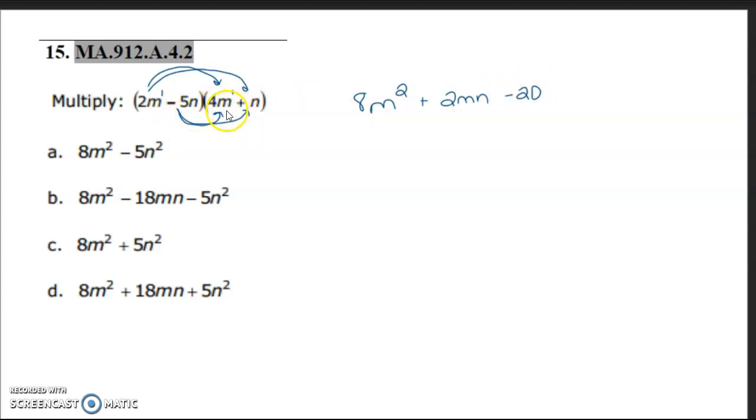N times m. Now I know that you could write it as nm, but even though we do use letters, we are going to put them alphabetically. So we're going to leave that as mn as well. Really doesn't matter, you can switch those. That's like saying 2 times 3 and then switching 3 times 2. They're going to end up the same thing. So we have negative 20mn, and then negative 5n times n. So we have negative 5n squared.